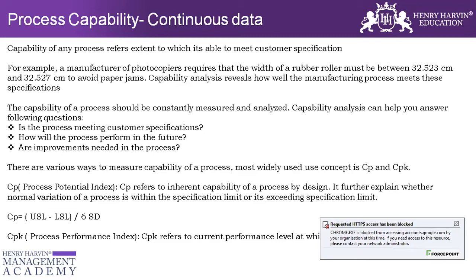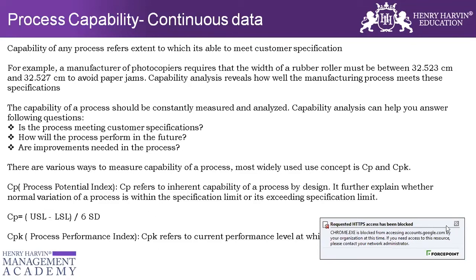But just now, understand that CP refers to the process potential index, which talks about how capable my process is of meeting the customer requirement. Is it clear to all of us? The only difference is variation.